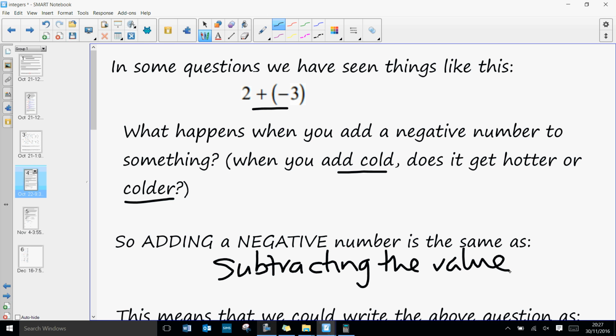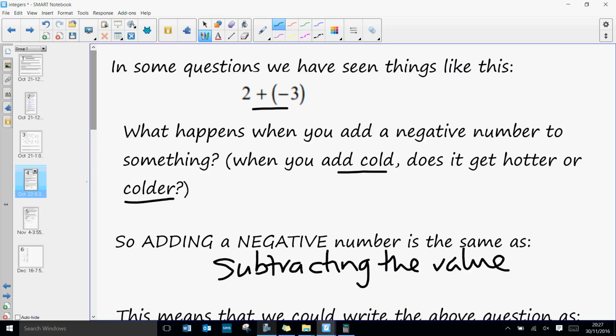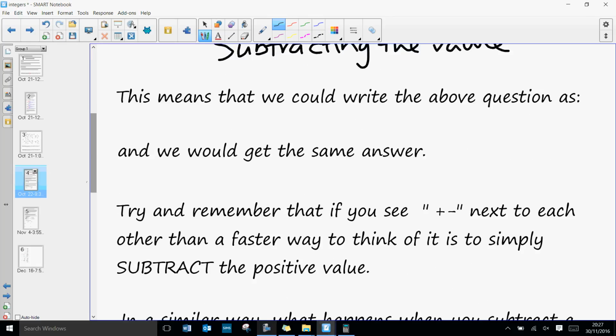So, could we write the question in a different way? Rather than 2 plus -3, I could actually just write 2 take away 3. So, to summarize, 2 plus -3 could be written as just 2 take away 3, because this combination here in the middle, having a plus and a negative sign, means that we can replace it with just a subtract. So, as I've said here, if you see a plus and a negative sign next to each other, you can just subtract the positive value.